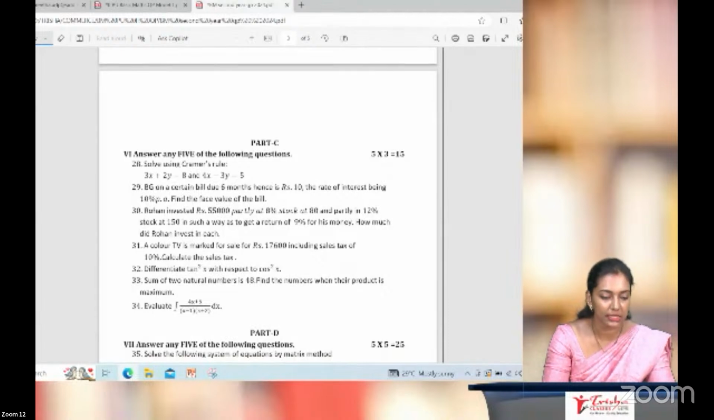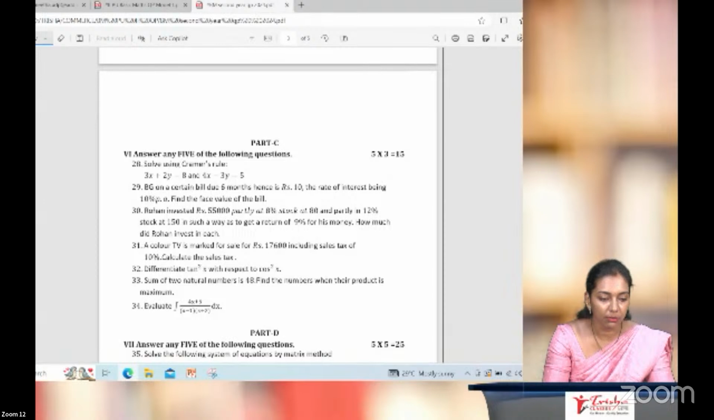So just decide what questions you are going to attempt. You have almost 7 questions, and you have to attempt only 5 questions. The first question is fixed, Cramer's rule, one of the easiest, from the determinants chapter. Next question will be from bill discounting. Bill discounting also has 3 marks questions available. Just go through the textbook. Any questions can be asked.